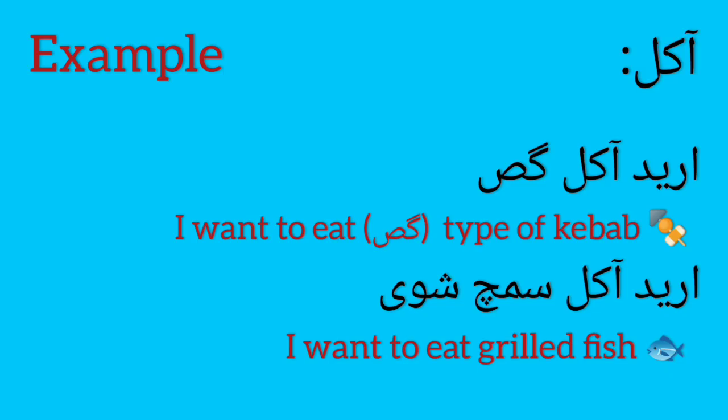But in Arabic, in order to say I eat, we say آكل. There are actually two ways of pronunciation. For example, أريد آكل قص. I want to eat قص. And قص is a type of kebab, a type of food in Arabic.